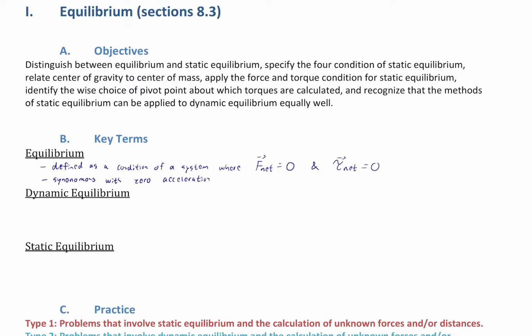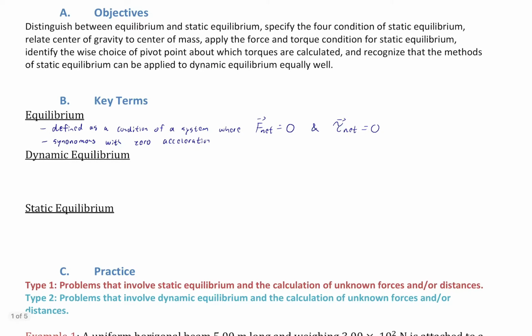But what is equilibrium? Equilibrium is defined as a condition of a system where the net force, so the sum of forces, is equal to zero. Notice this is the force vector, so this could be F net x equal to 0 or F net y or both. And then we also want the sum of torques, in other words, the net torque, to be equal to 0. Yes, it's a vector, we don't care about its direction, but it is technically a vector. So that's the idea: we have all the forces summing to 0 and all the torques summing to 0.